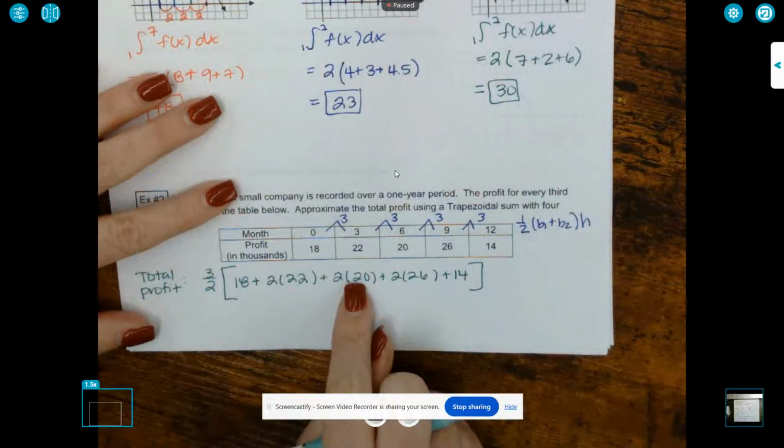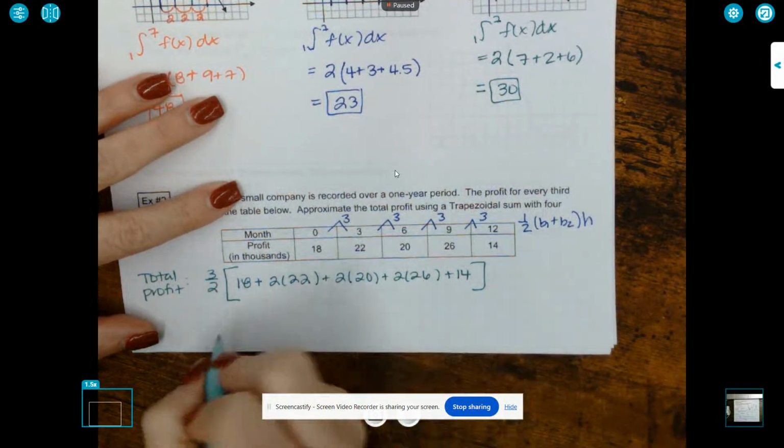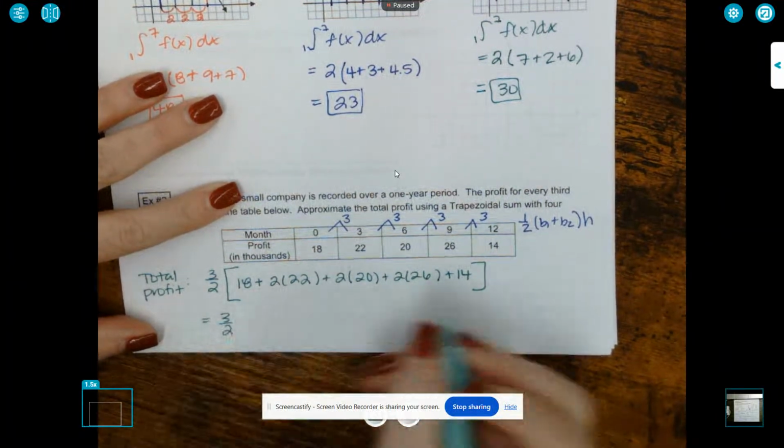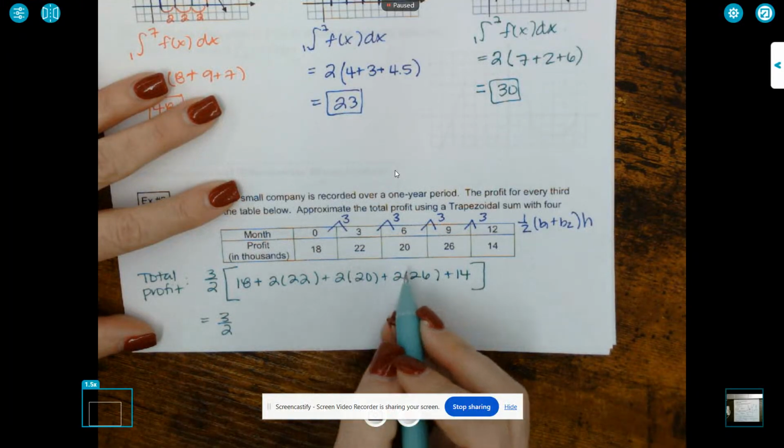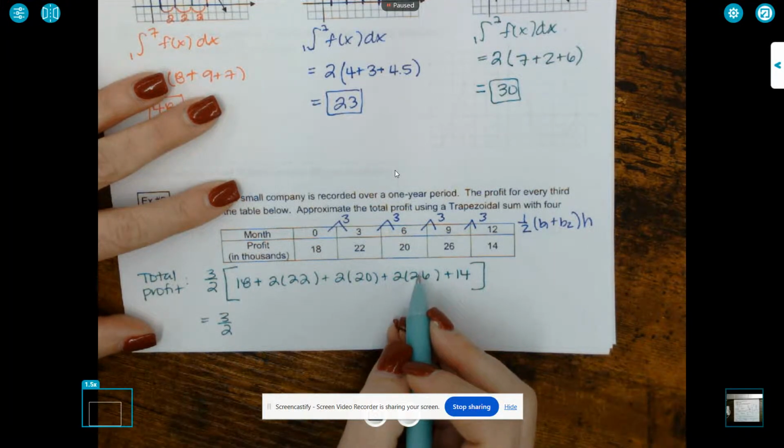All right, adding all this up, you can do that without a calculator. So that's 44 and 40 is 84, and 52, 84 and 52, 18 and 52 is another 40. So 124, 140.